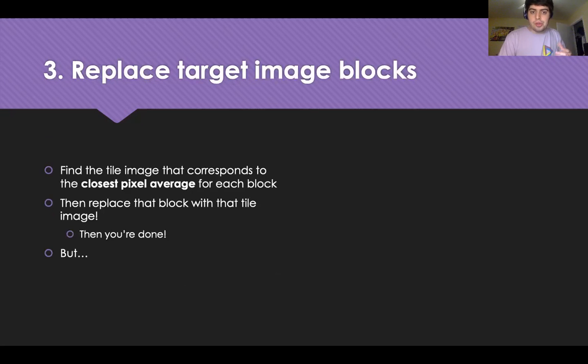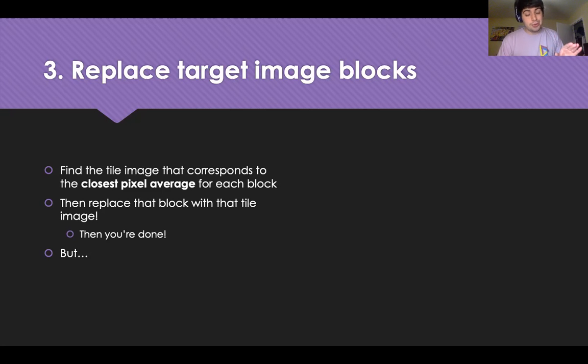So once you've stored all of those, you can start iterating through each block in that earlier cell array, and find the tile image in your other array that corresponds to the closest pixel average for each block. So you're not going to get it exact to the pixel average, but whatever the number that's closest is, you want to replace it with that. And then you're done and you've got your full image.